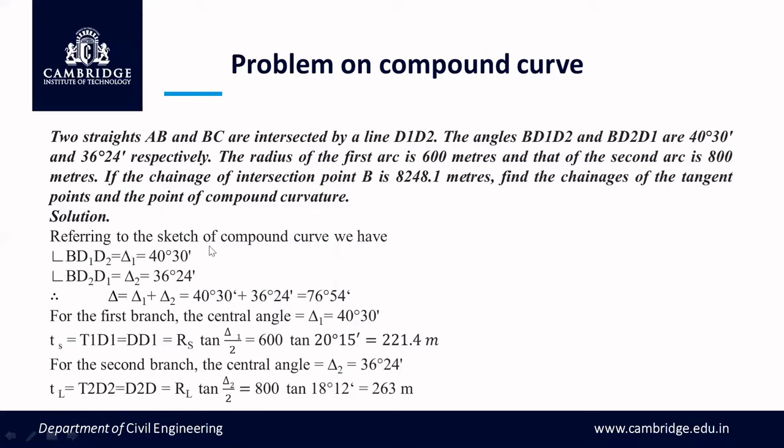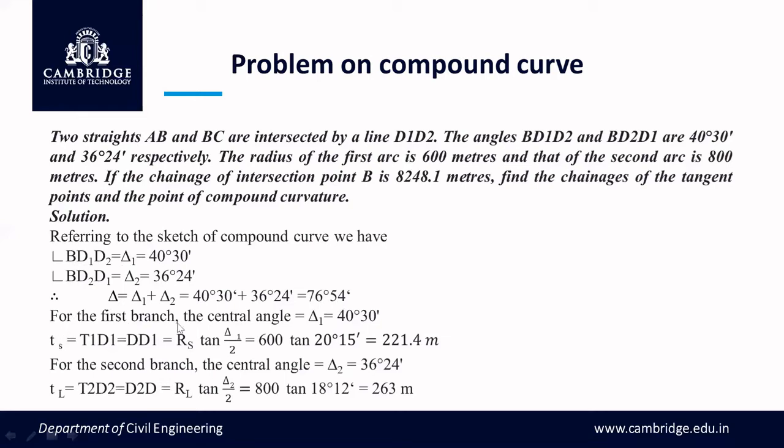Referring to the sketch of the compound curve, we have angle BD1D2 equal to delta 1, that is equal to 40 degrees 30 minutes. Angle BD2D1 is equal to delta 2, that is equal to 36 degrees 24 minutes. Hence, the total deflection angle delta is equal to delta 1 plus delta 2, that is 40 degrees 30 minutes plus 36 degrees 24 minutes, which is equal to 76 degrees 54 minutes.